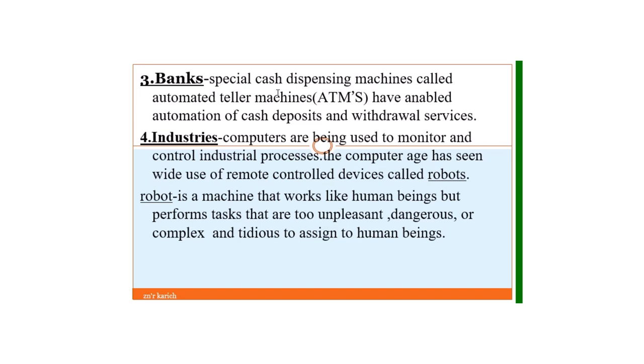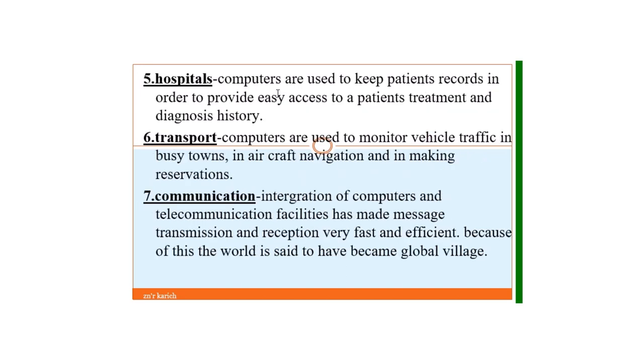We use computers in industries, whereby they can be used to control computer-controlled or remote-controlled devices called robots. A robot is a machine that works like a human being but performs tasks that are too unpleasant, dangerous or complex, and in this case they can also be dangerous for a human being to attend to. In hospitals, computers are used to keep patients' records in order.